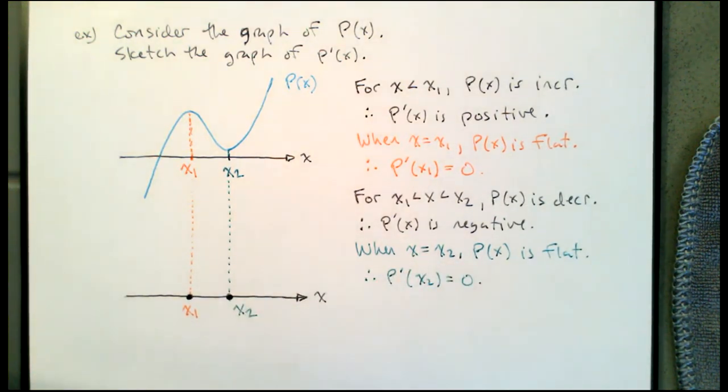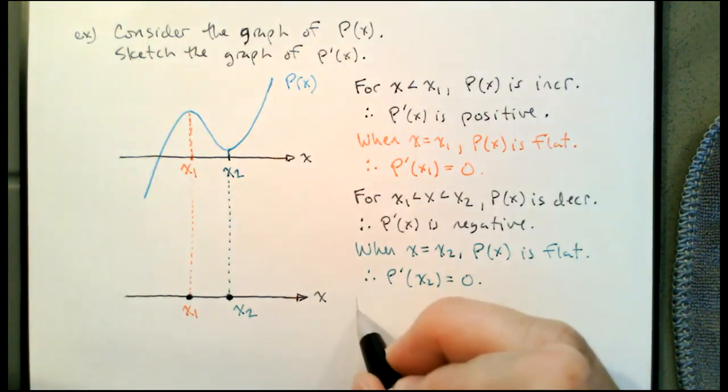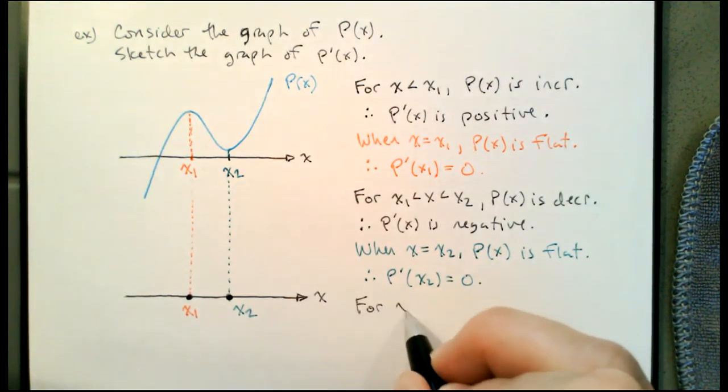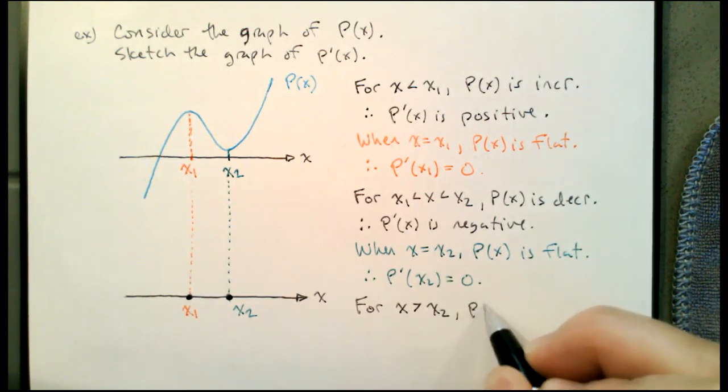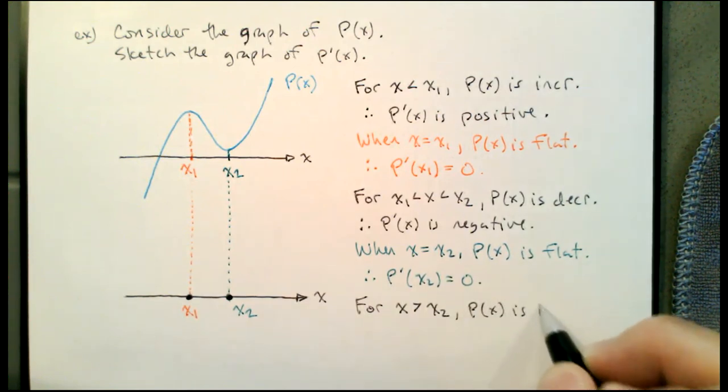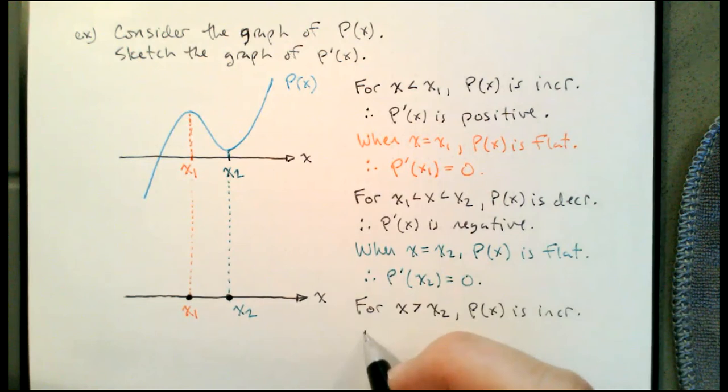Before x1, I'm going to draw P prime of X above the x-axis. It'll hit 0 at x1, and then between x1 and x2, I'll draw P prime of X below the x-axis. And then for x after x2, P of X is increasing. Therefore, P prime of X is back to being positive.